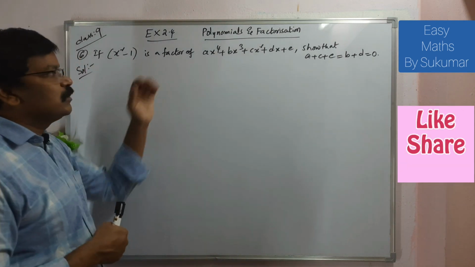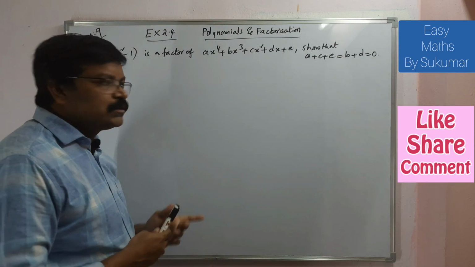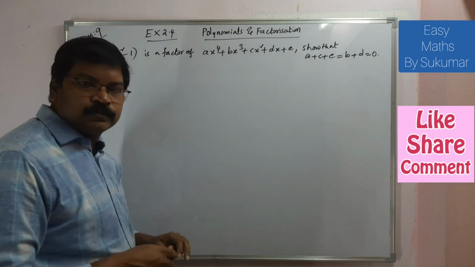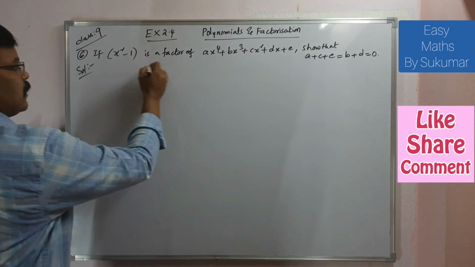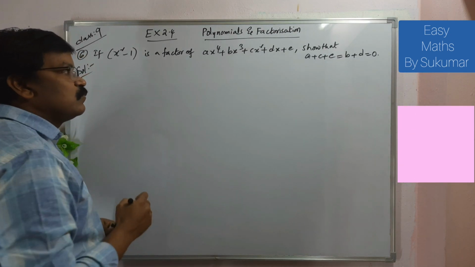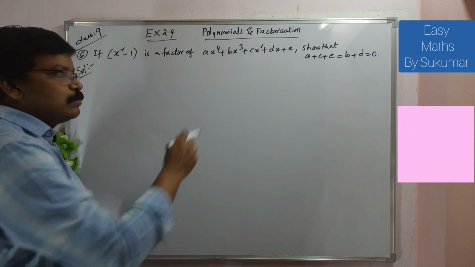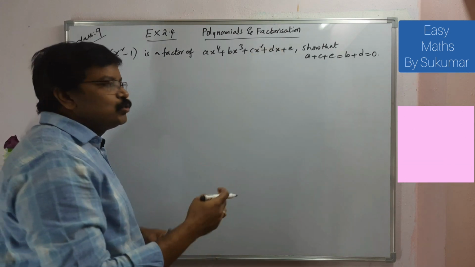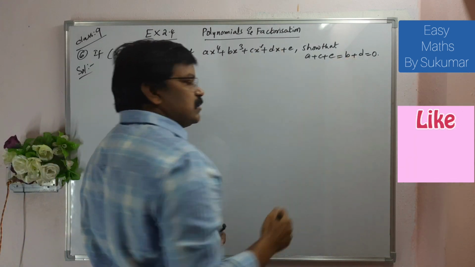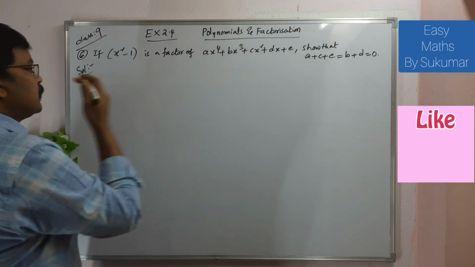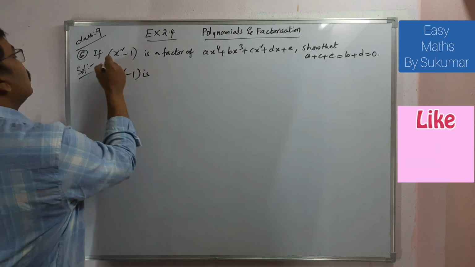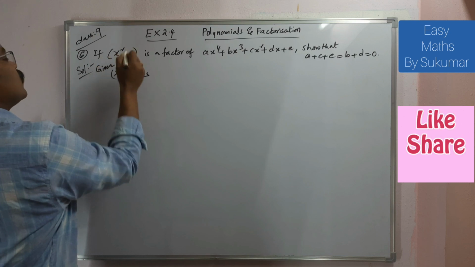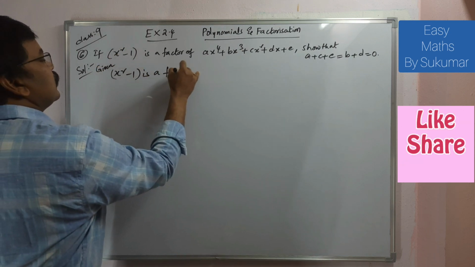Now the sixth question in polynomials and factorization in exercise 2.4. Look here. In this question: if x square minus 1 is a factor of ax power 4 plus bx cube plus cx square plus dx plus e, show that a plus c plus e is equal to b plus d. See here, this x square minus 1 is a factor.